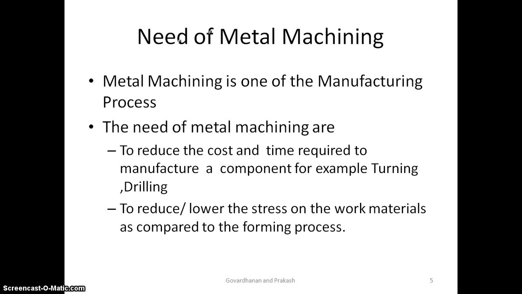Say for producing a drilled hole, we need to specify a lot of things. Instead, if we go for metal machining, we have a component and we remove the unwanted material so that we can get the required diameter. We can make use of a drilling machine and drilling tool for producing a required hole, and also to lower the stress on the work material as compared to the forming process.